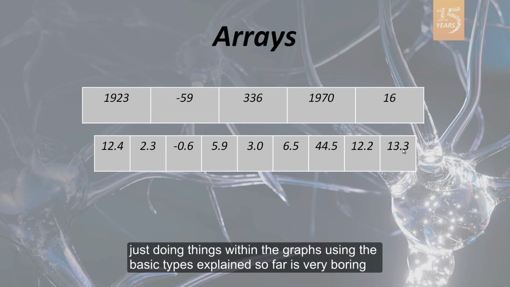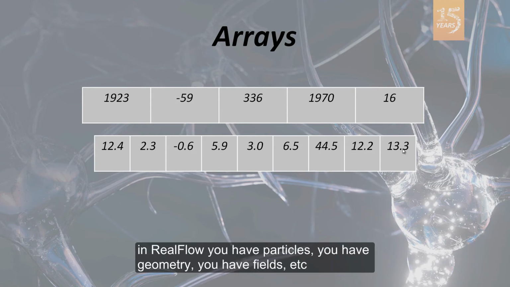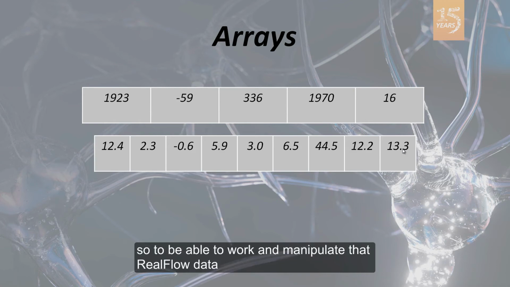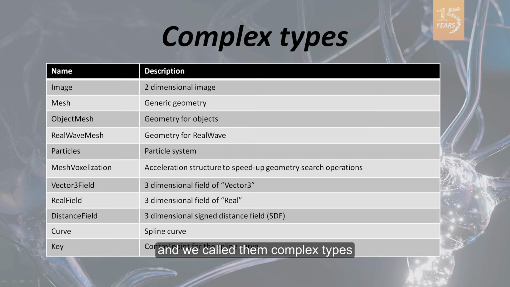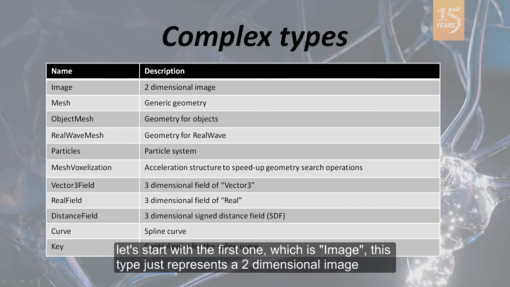Just doing things within the graph using the basic types explained so far is very boring. In RealFlow, you have particles, you have geometry, you have fields, etc. So to be able to work and manipulate that RealFlow data, you need to extend the basic types, and we call them complex types. Okay, let's start with the first one, which is image, and this type just represents a two-dimensional image.